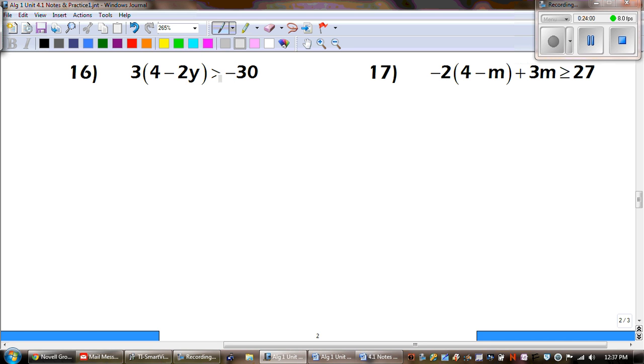Do you think you can do 16 all on your own without any help? Because the first thing we'd have to do is what? That's right, we'd have to distribute. Okay, so, well, I'll do the first one. 3 times 4 is 12, and 3 times 2 is 6y. Okay, so here's my hint. You know what type of y that is, so make sure it's a negative, and you divide by a negative. Okay, so go ahead and pause it and finish it off.